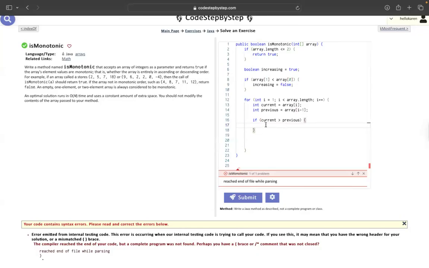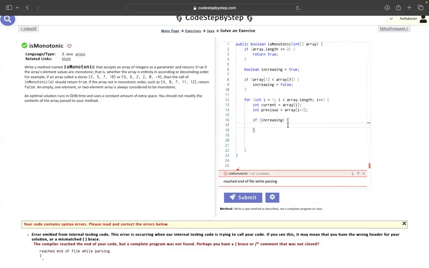So can't we say if increasing, and then you would check if these two numbers follow the increasing pattern? Well, you need parentheses around increasing. Oh wait, okay, because it's an if statement. I forgot.